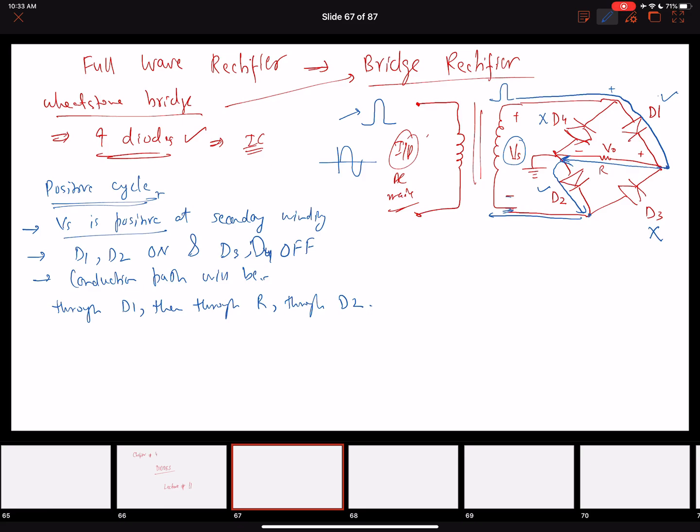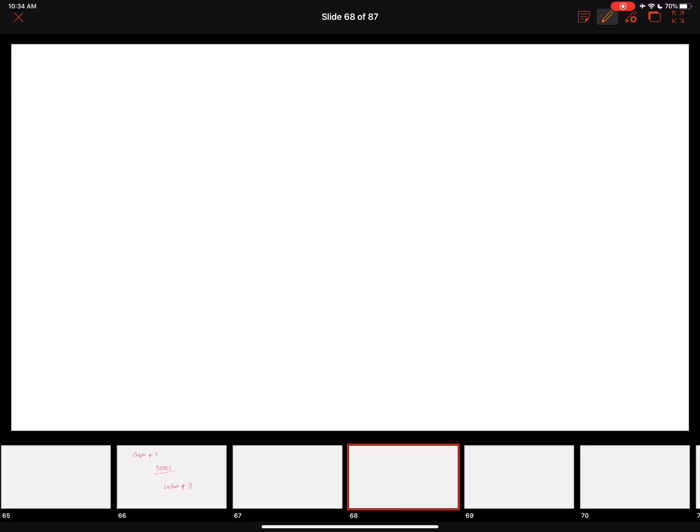Now let's look at the negative cycle, and I'm gonna write down the negative cycle. So let's look at the negative cycle of the waveform, right? So now let's suppose that at our input we have a negative cycle. So if we're gonna have a negative cycle now appear over here at the output, so this means that my negative Vs, right? So this side will become positive, right? So minus Vs will become positive, right?